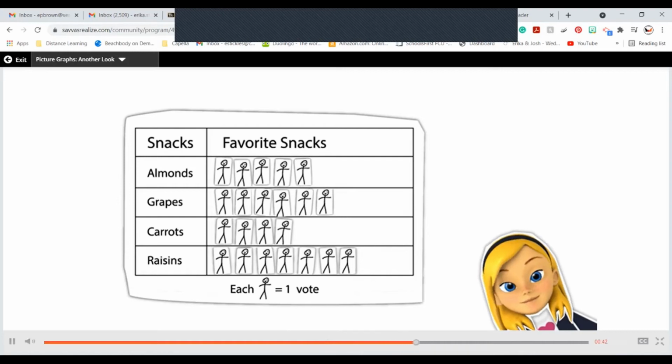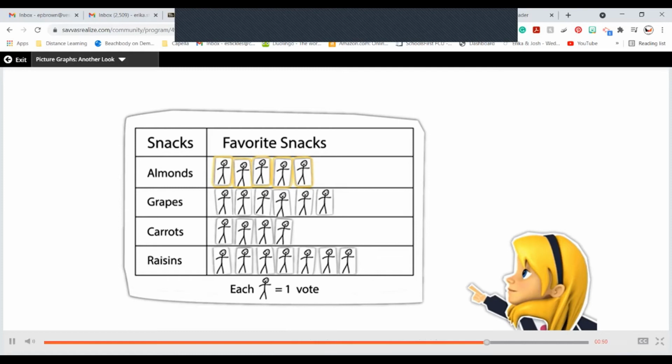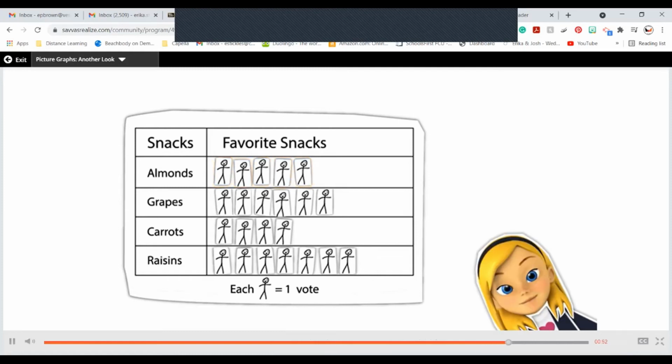So a pictograph uses pictures or symbols to show data. For example, 5 students chose almonds as their favorite snack. That's right. So charts and pictographs are really a lot alike. But they just give the same data in different ways.